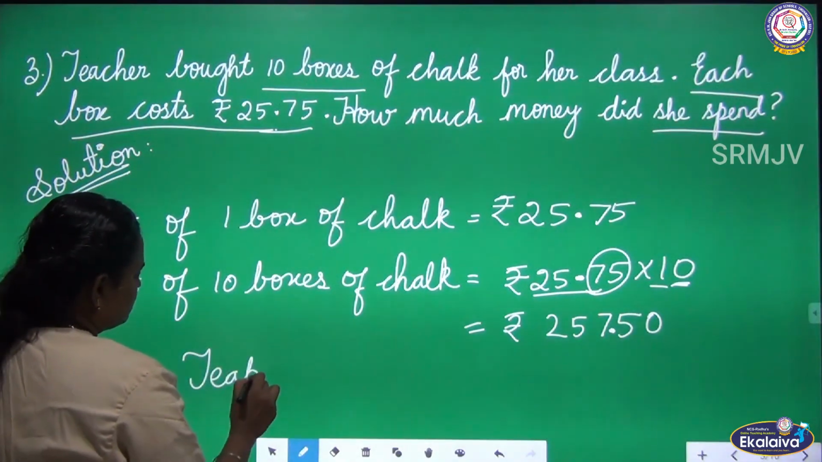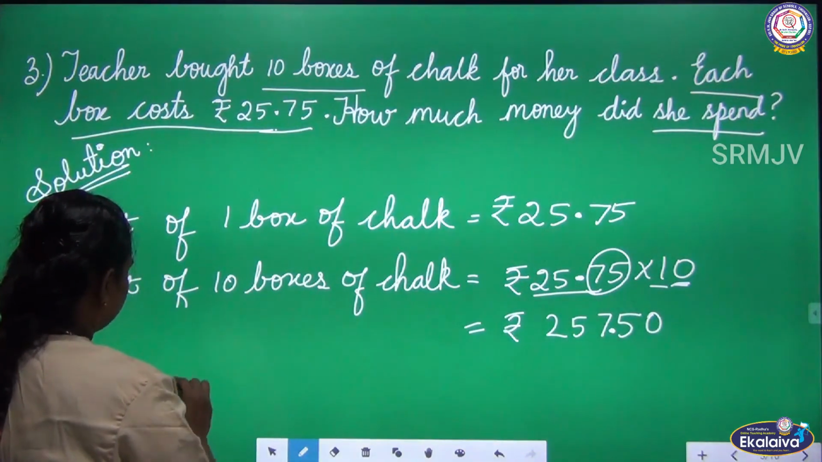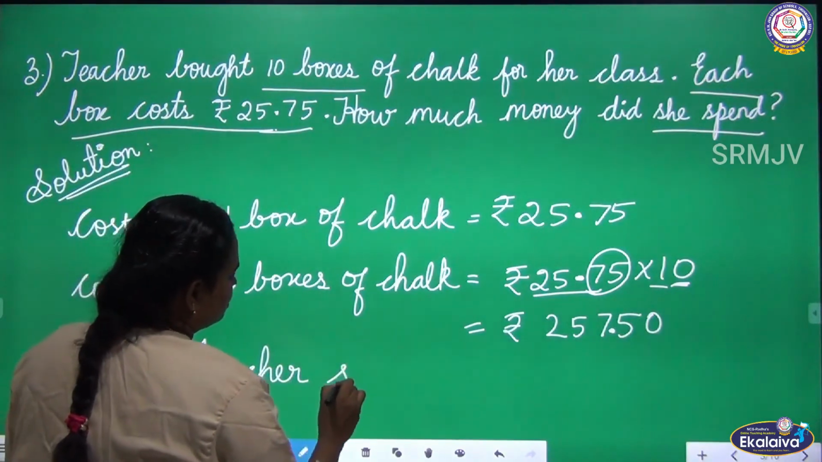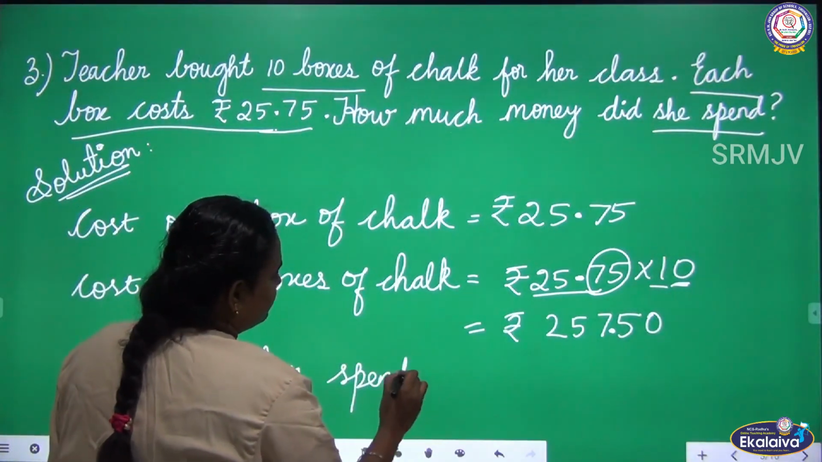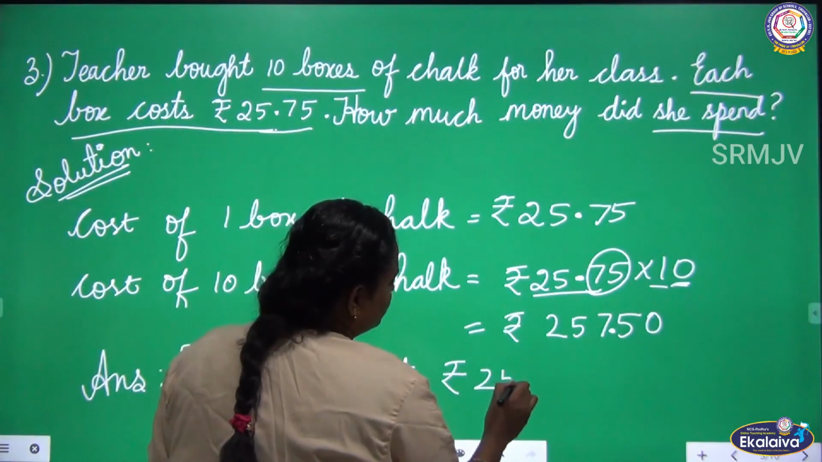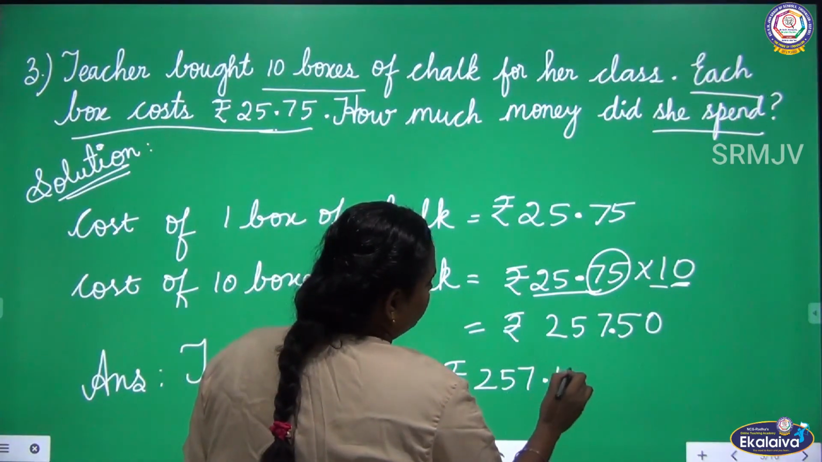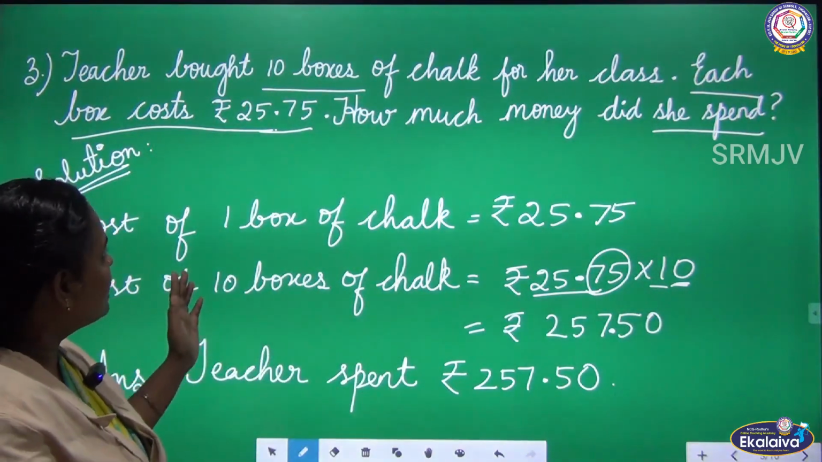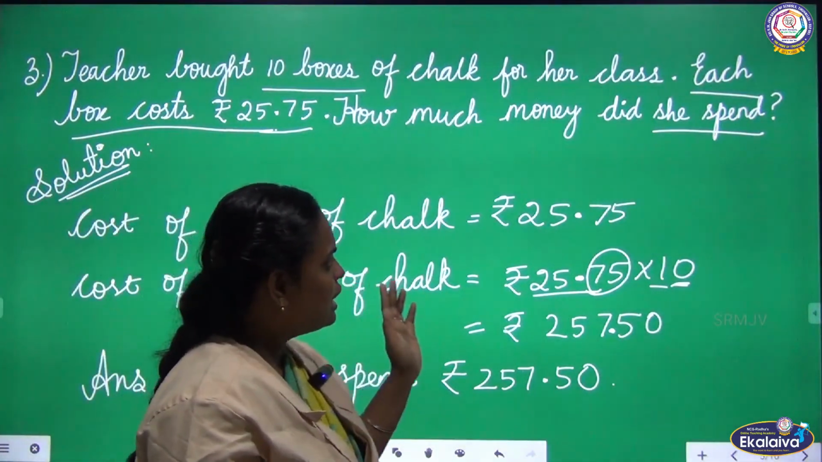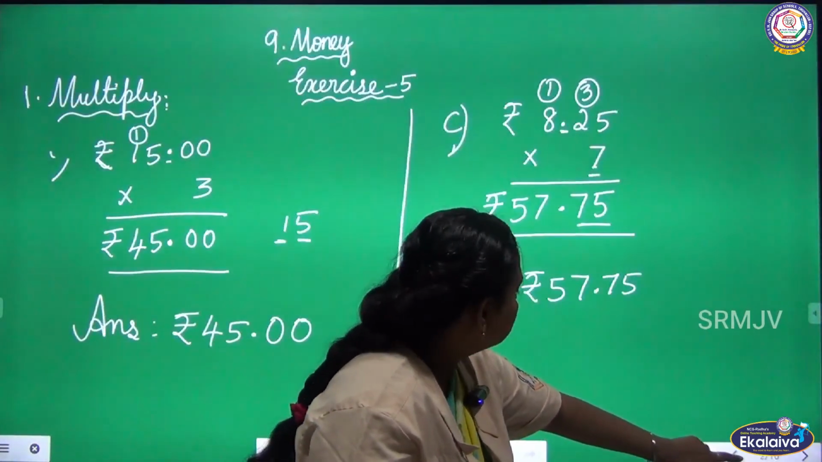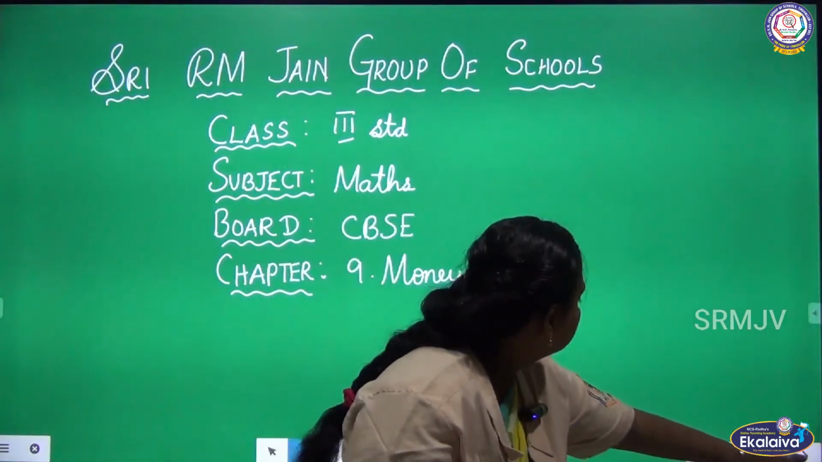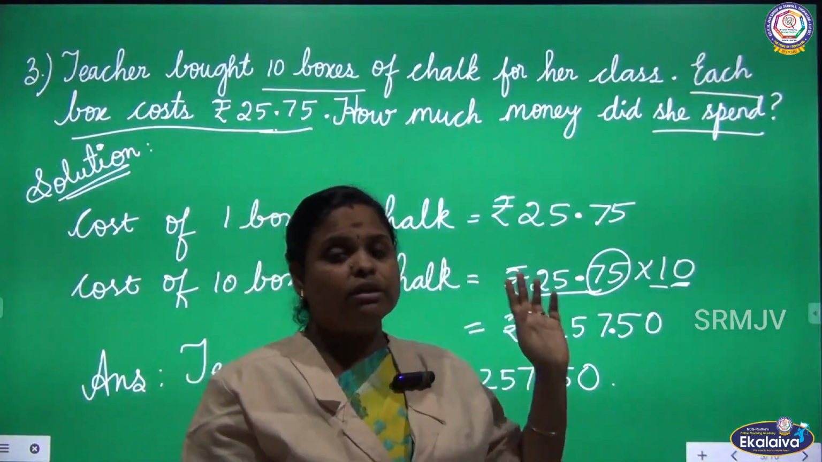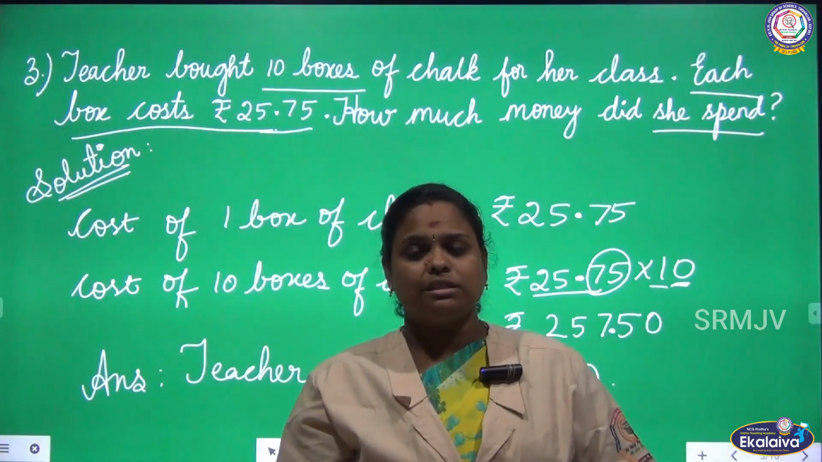So you can write the answer: teacher spent rupees 257 rupees 50 paise. So we have completed exercise 5. In the next class, we will see exercise 6.